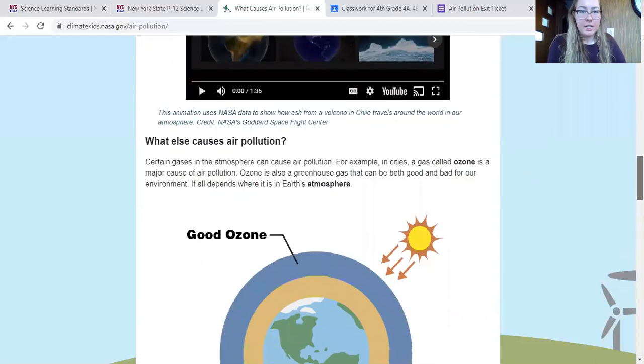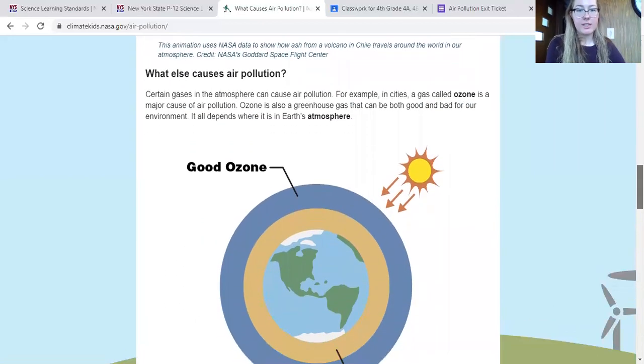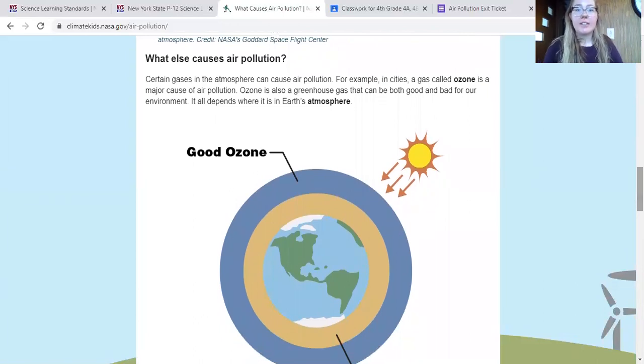We're going to continue reading. What else causes air pollution? Certain gases in the atmosphere cause air pollution. For example, in cities, a gas called ozone is a major cause of air pollution. Ozone is also a greenhouse gas that can be both good and bad for our environment. It all depends where it is in the Earth's atmosphere.